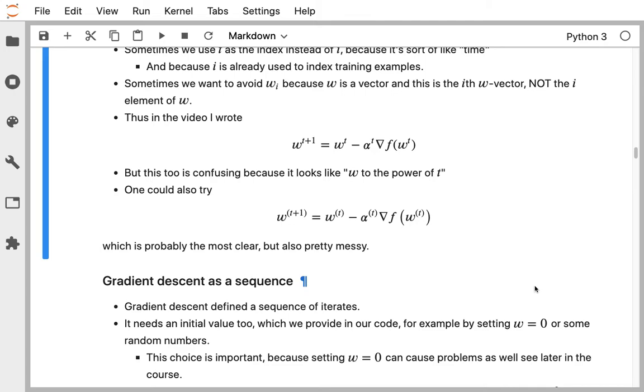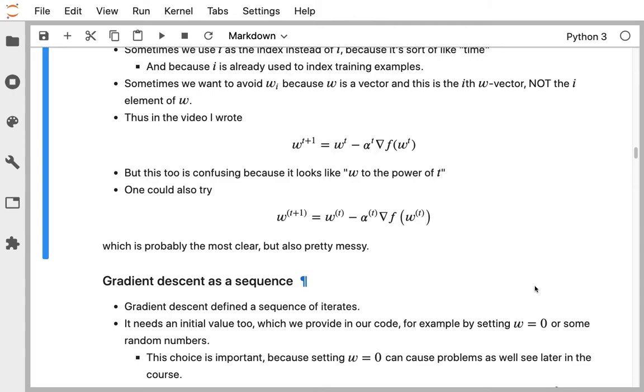For other things that we'll do later in the course, like neural networks, it actually matters a lot which initial value you use. And in fact, 0 is definitely a problematic choice. We don't want to use 0, so we'll talk about that more later in the course, but just a heads up on that.